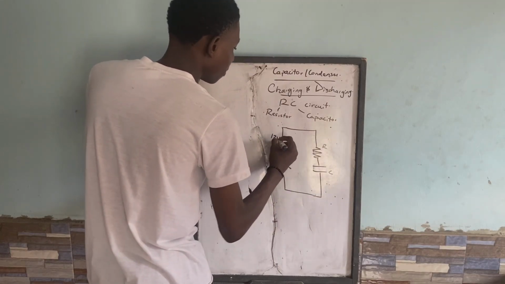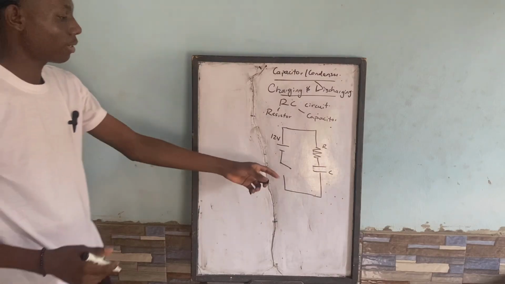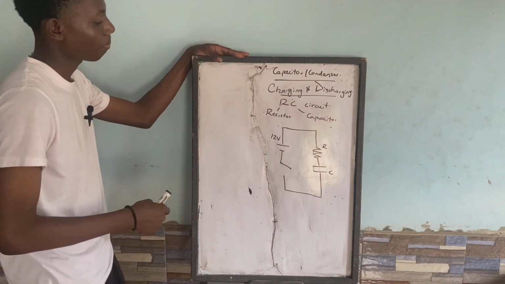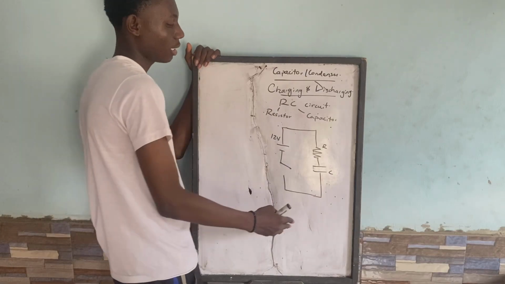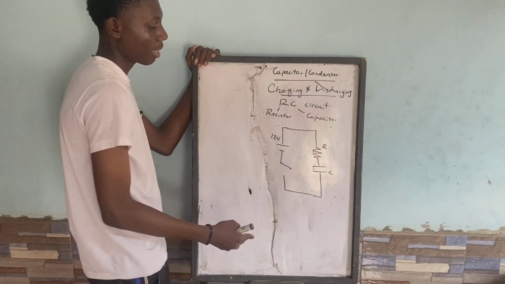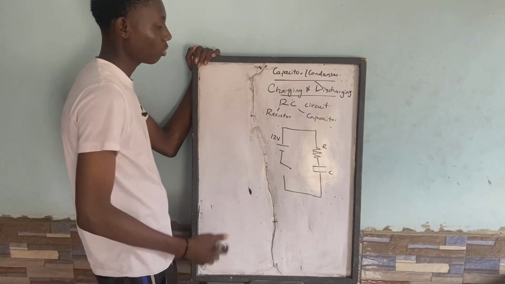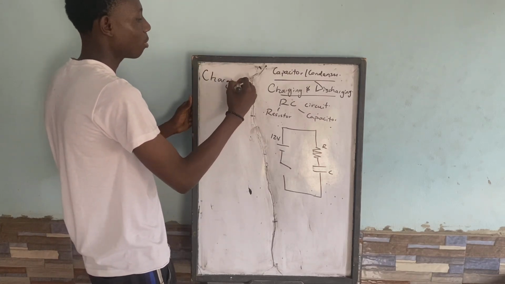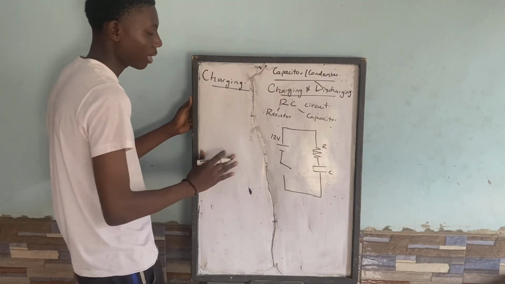Let us say the EMF of our battery is 12 volts. Now this is the key. One thing you should understand is that what we are trying to do here is charge this capacitor, and also discharge this capacitor. So let us deal with the charging aspect first. I'll be writing the formulas over here.